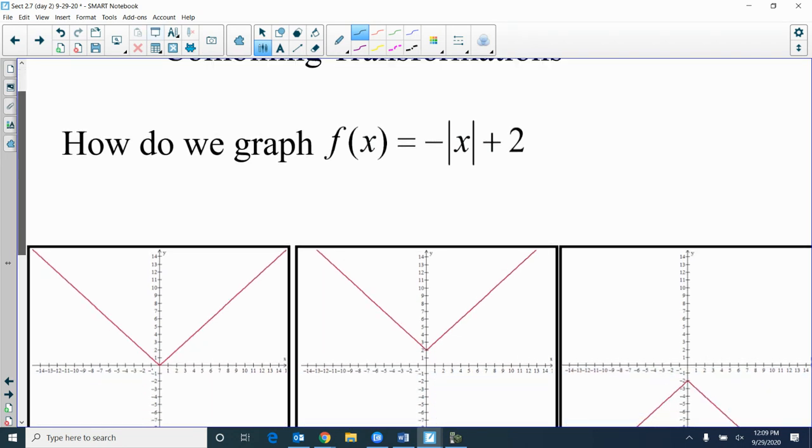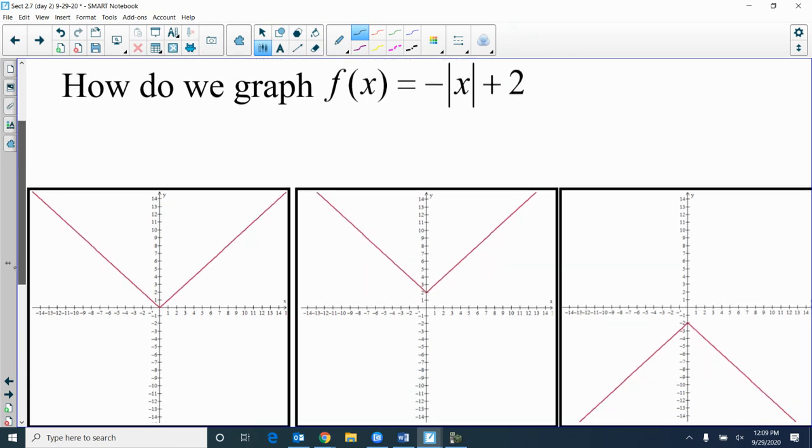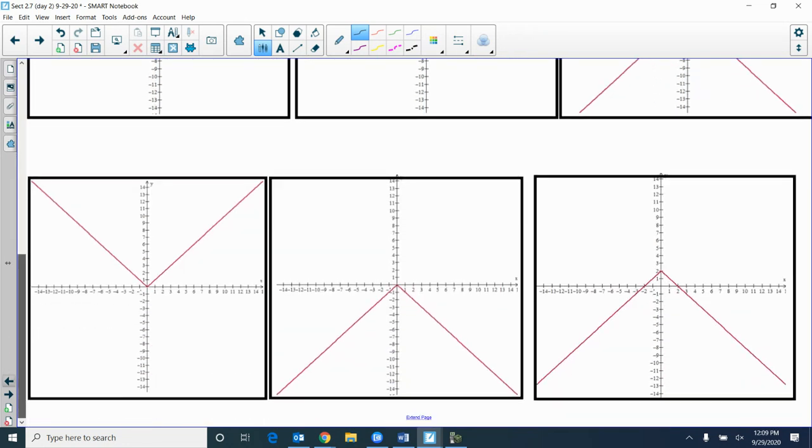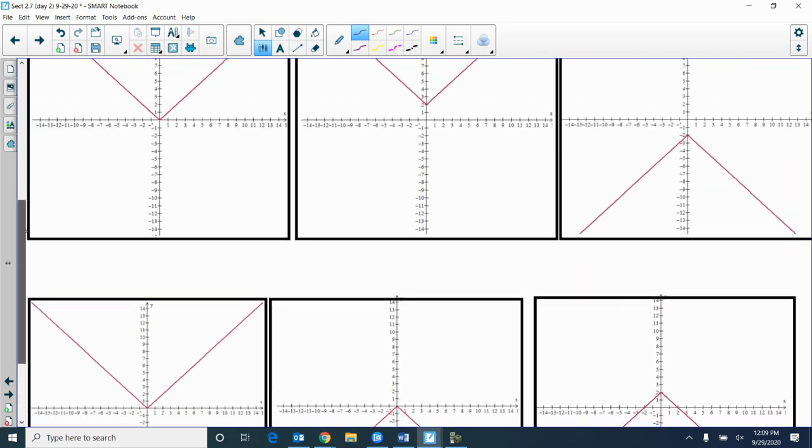Here's your original. Okay, if I move it 2 units up, and then I reflect it, that's your final graph. Agree? 2 units up, reflect. What if I reflect it first and then move it? Do I get the same thing? No. So that's a problem.